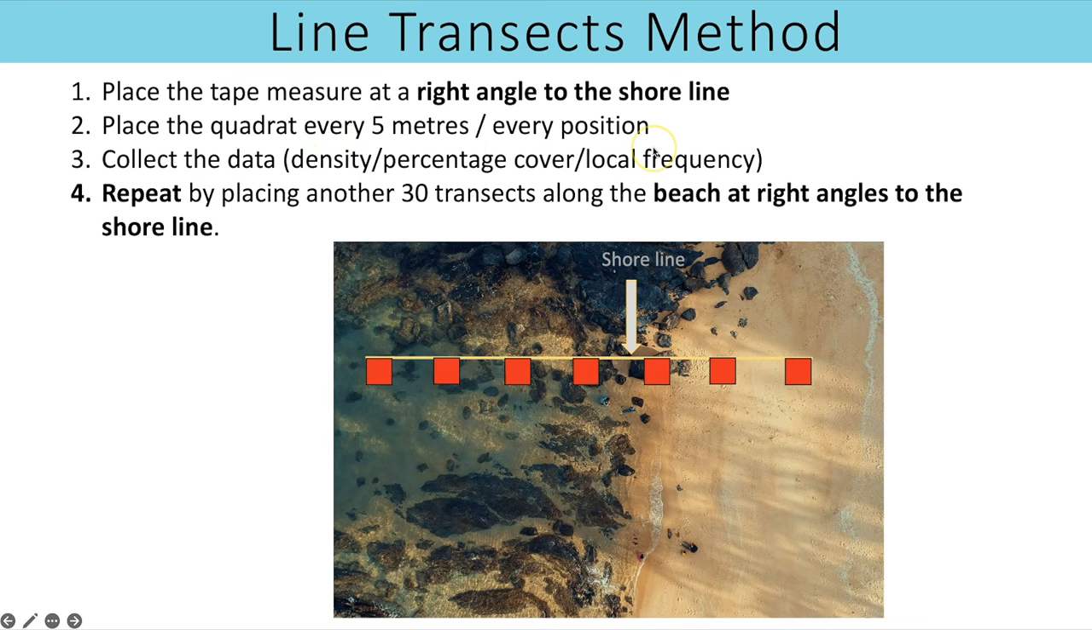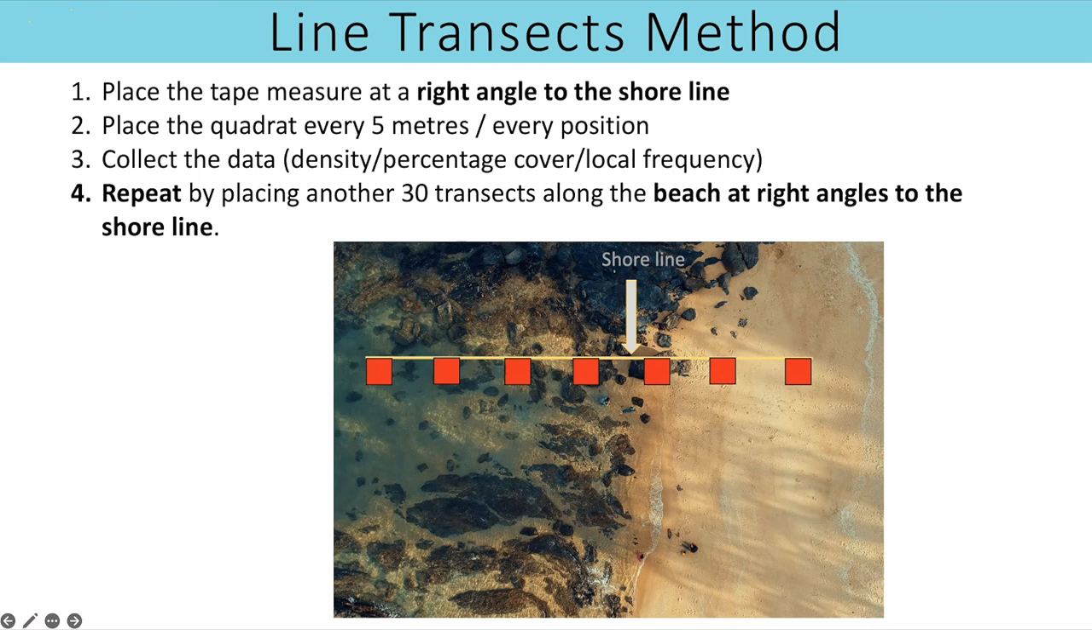So I said I'd come back to these 3 terms: density, percentage cover, and local frequency. Density is when you would place your quadrat and you'd count every individual plant. So you can do that if you don't have too many to count and it's easy to identify one individual plant. And that would give you an accurate answer because you're literally counting the number that are in that quadrat. However, some plant species, it's hard to identify an individual plant, like moss, for example, or maybe there's just too many to count accurately, like grass. And in those instances, you'd either use percentage cover or local frequency.